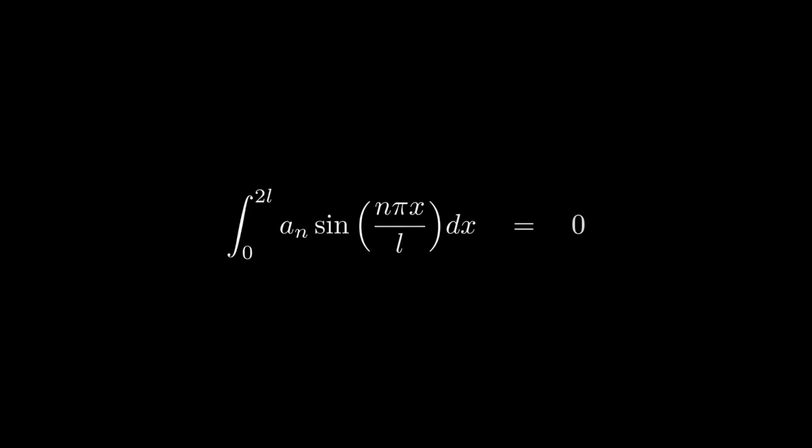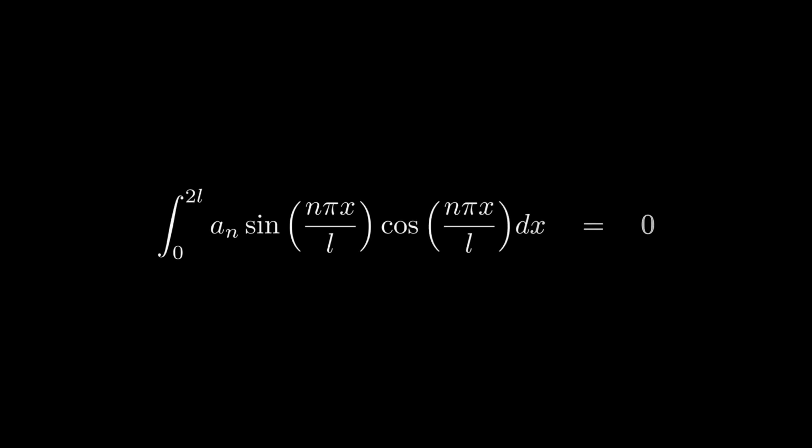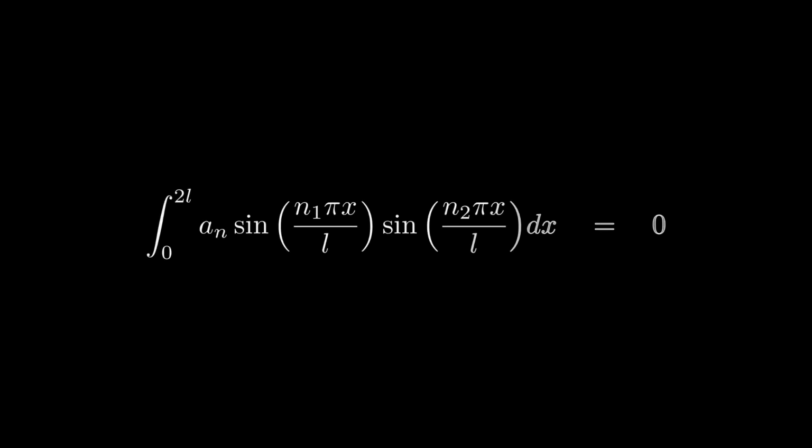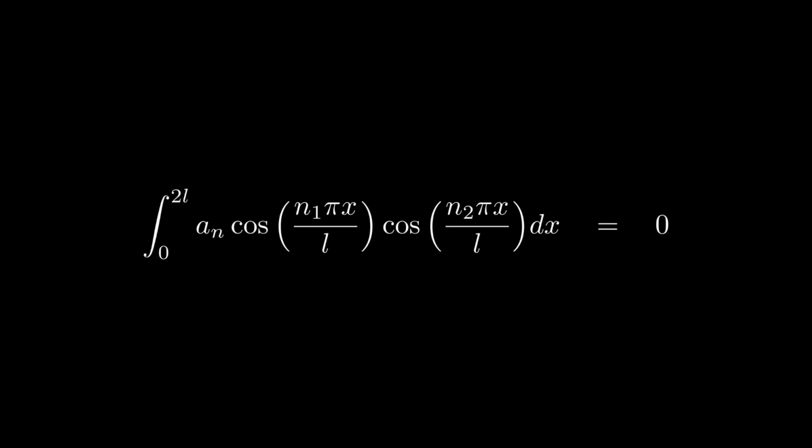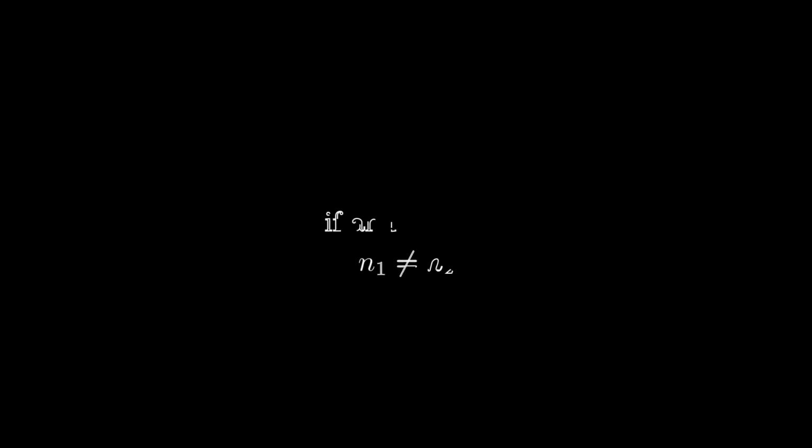Moving on to the next one, integrate 0 to 2l an sin n pi x by l dx is equal to 0. The third one is integrate 0 to 2l an sin n1 pi x by l cos n2 pi x by l dx is equal to 0. The fourth one is integrate 0 to 2l an sin n1 pi x by l sin n2 pi x by l dx is equal to 0 if and only if n1 is not equal to n2, else the integral is equal to pi. The fifth one is integral 0 to 2l an cos n1 pi x by l cos n2 pi x by l dx is equal to 0 if and only if n1 is not equal to n2, else the integral is equal to pi.